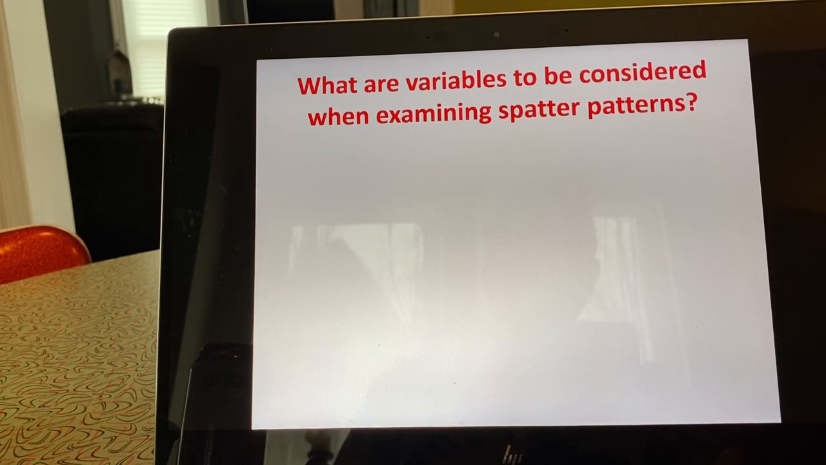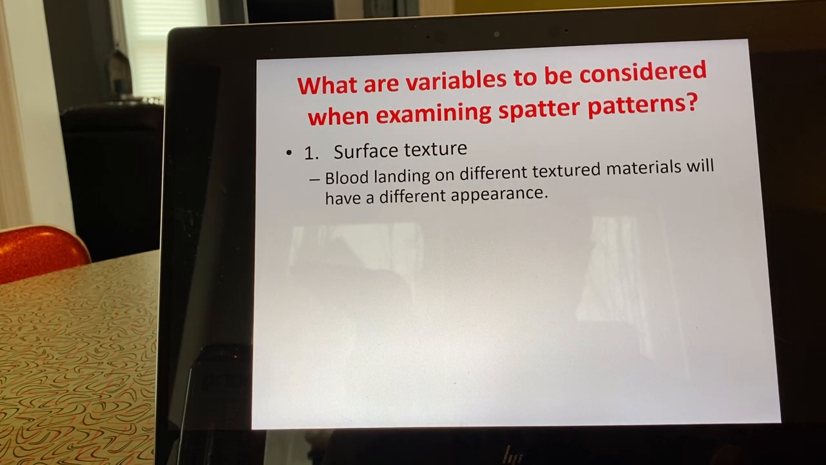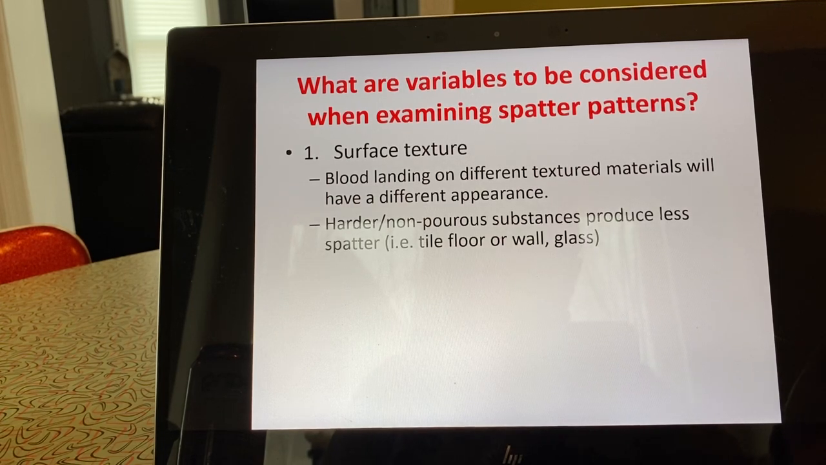So what are some variables to be considered when we're examining spatter patterns? One of the biggest things is surface texture. When you have blood that is landing on surfaces that have different texture, they're going to have a different appearance. When you have things that are non-porous, meaning that they're not absorbent, a paper towel would be a very porous substance.